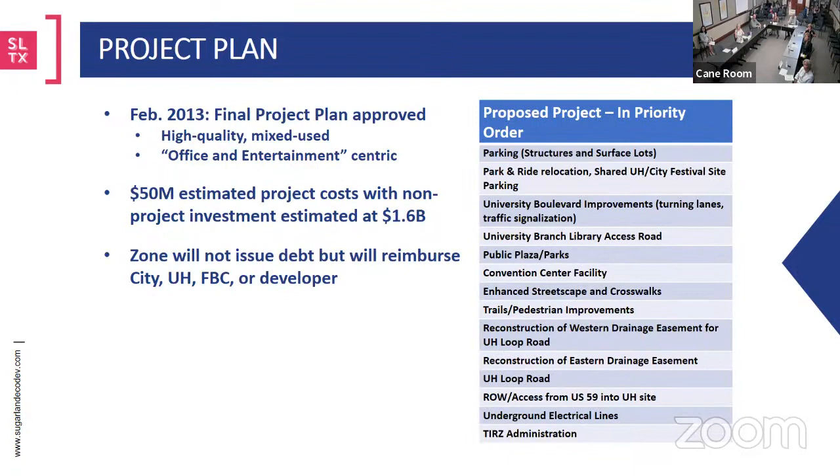So the project plan. Here's an overview of the project plan that outlines the zone's projects in priority order, which was approved in February 2013. Project costs are estimated at $50 million, with non-project investment estimated at $1.6 billion. This zone will not issue debt, but it can reimburse debt accrued by the city, U of H, Fort Bend County, or the developer.